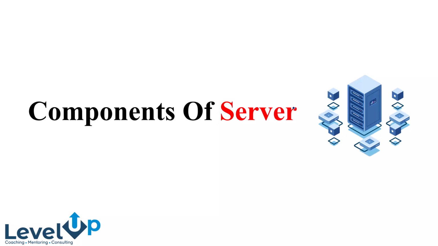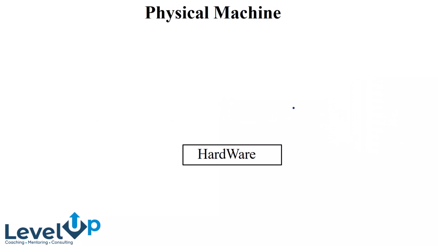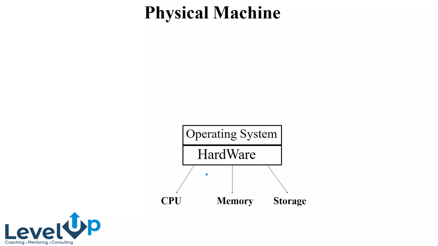Now we understood we require a server. Now what are the different parts in a server? The first and foremost part is the hardware. In the hardware, there will be CPU, memory, and storage. Now, on top of this hardware, there will be an operating system, because we cannot directly communicate with the hardware. We need some software that can act as an interpreter between humans and the hardware.